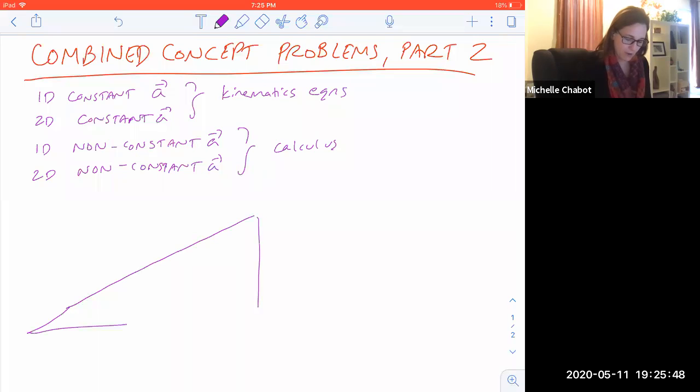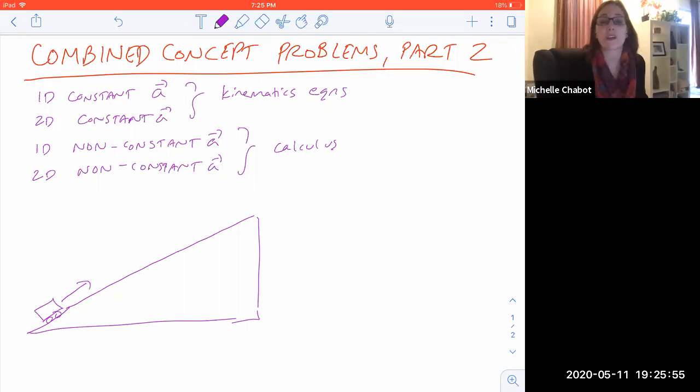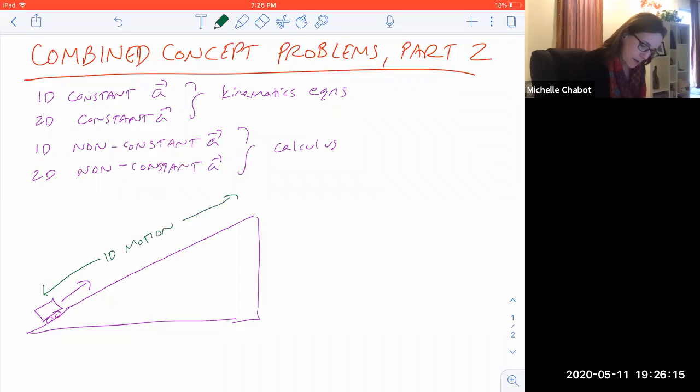for example, you might have a ramp. And then let's say that you have an object that's headed up that ramp. Well, along the ramp, you actually have motion. Yes, it's tilted, so it's not horizontal or vertical, but it doesn't matter. It's still just one dimension, right? It's only moving along a straight line in one dimension. So this is 1D motion along this ramp.